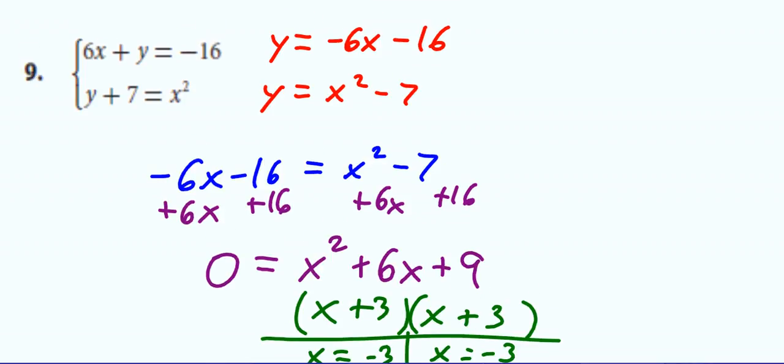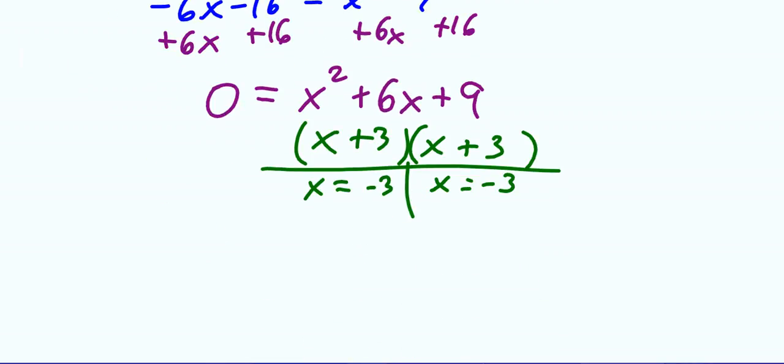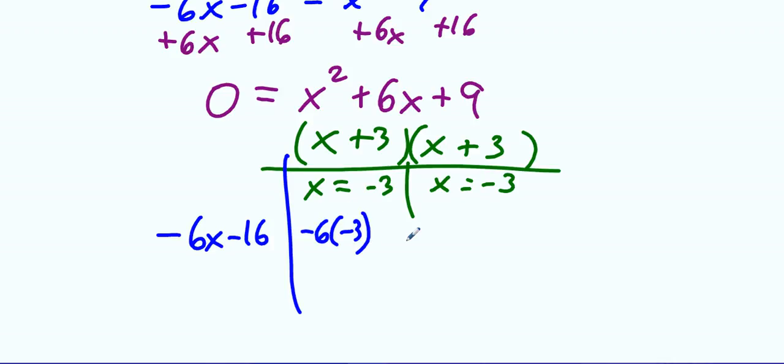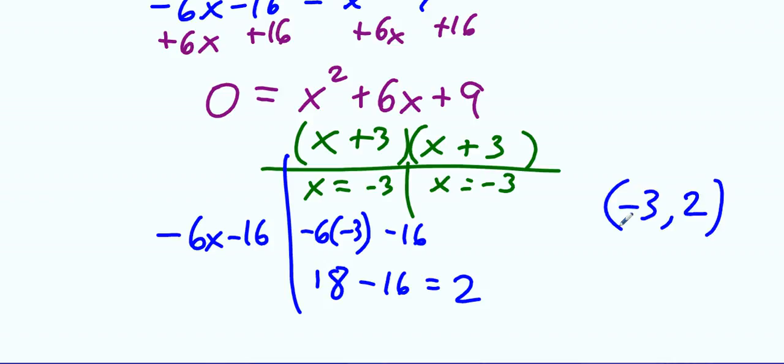We just have one answer, negative 6x minus 16. Plug in the negative 3 there, so that's negative 6 times negative 3 is 18, minus 16, we get 2. So the y value is 2, negative 3, comma 2. And we know if we would have plugged negative 3 in again, we'd get the same answer. So we only have one solution this time. So I kind of lied.